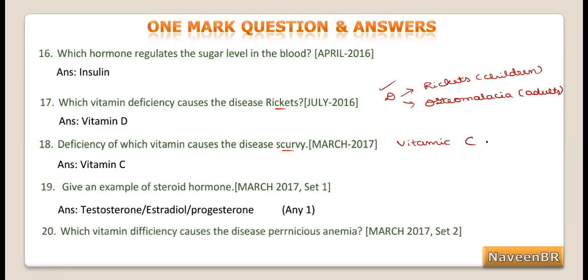The next question, from another set of question paper prepared for the March final exam. Which vitamin deficiency causes the disease pernicious anemia? Again, it is a repeated one. We know that it is vitamin B12, that is cyanocobalamin, which is involved in RBC synthesis. Due to the deficiency of that, pernicious anemia is seen.